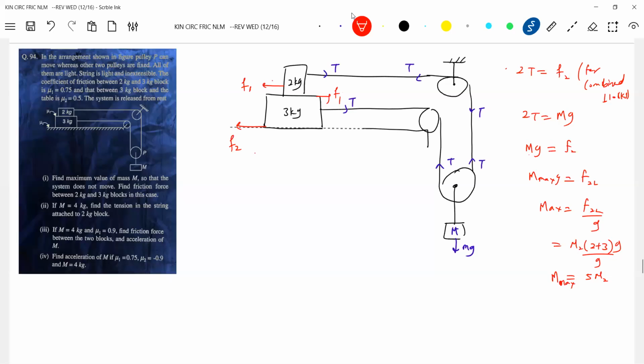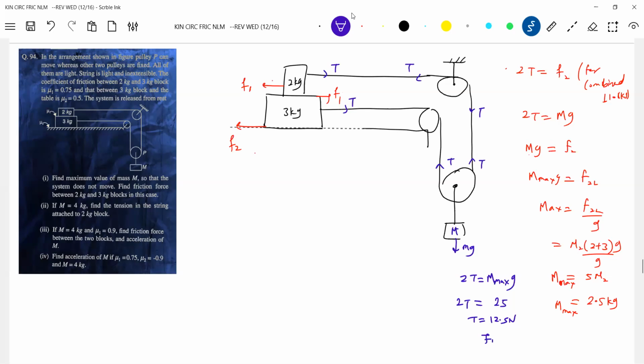Okay, there's the maximum permitted value. After getting this, how much is the mu2 value given? 0.5, so M is 2.5 kg. Now he's asking what will be that F1 when it is this much. Definitely we can calculate 2T equal to mg, then we'll calculate F1 equal to T. So 2T is 25, so T equal to 12.5 Newton.